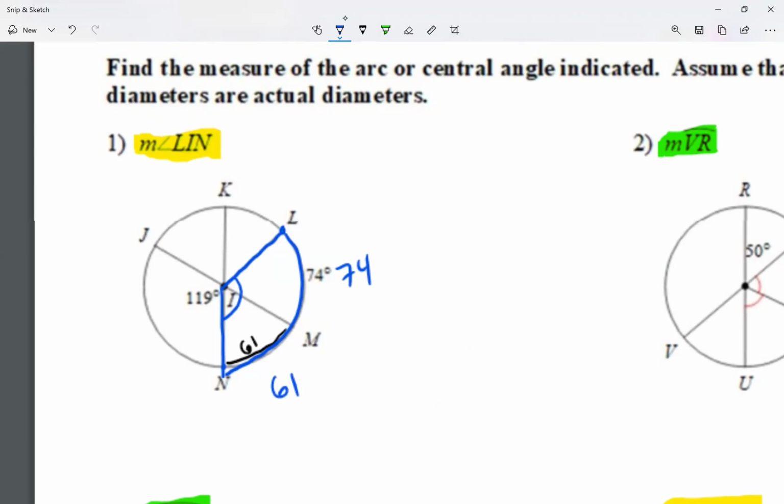So how big is the whole arc? 74 and 61 combined. I'm just going to add them. 74 plus 61. So I'm going to say this is equal to the measurement of angle LIN. It is equal to 135. What you have to do is take a look at what you have. I saw we had a 74. I saw we had 119. I saw we had diameters. So take a look at what you have. Take also a look at what you're looking for. And then figure out the missing numbers.